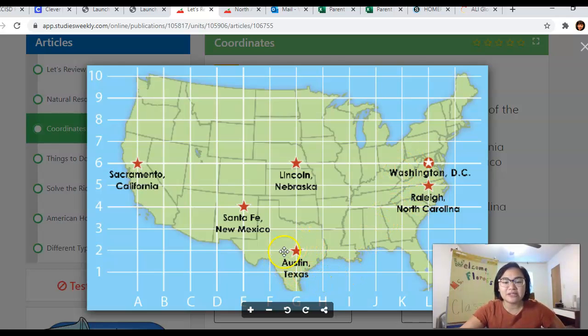Let's go ahead and try one more. Let's try our city of Austin, Texas, right? That is just a little bit below us. We all know where Austin is. So what are the coordinates for Austin? I'm going to go ahead and start on the letter. The letter is G. And then let me count how many spots I go. 1, 2. So I am at G2. Great job. Today, during your assignment, you are going to be looking for the coordinates for a given city yourself.